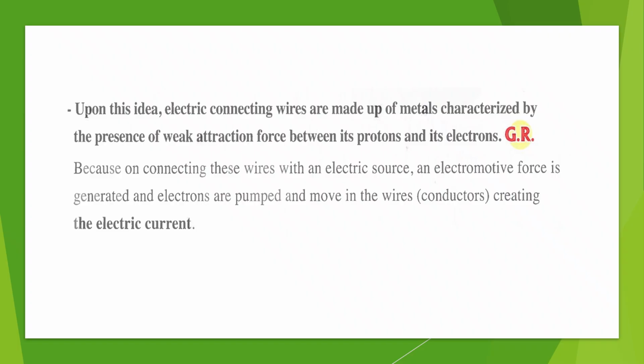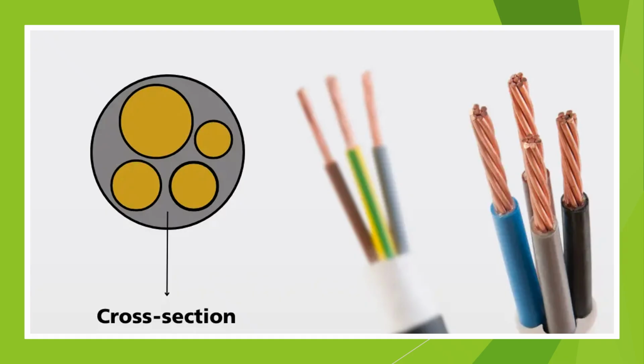What happens when we connect the wire, which is made of metal, to an electric source? When the wires are connected to an electric source, there will be an electromotive force. This force will push or pump the electrons to move through the conductor, and this is what we call the electric current.